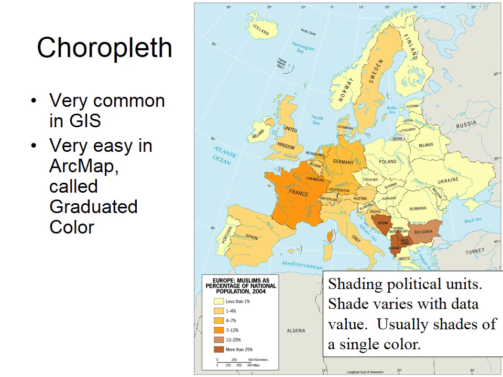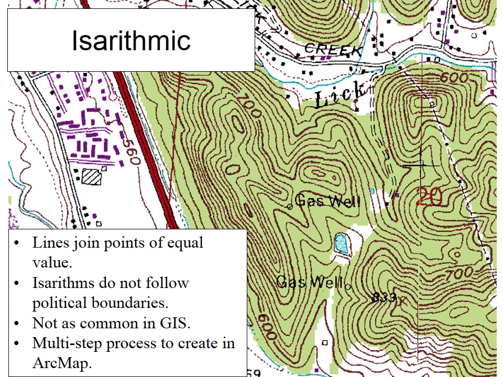In this map, now we have entered the realm of a thematic map that is quantitative, and this map type is called a choropleth map. It's very common in a GIS and very easy to create with ArcGIS, ArcMap. In that software it's called Graduated Color Map. Anyway, you can see that the political units are shaded using shades of a single color, usually, sometimes a couple of colors. Data is mapped by political unit.